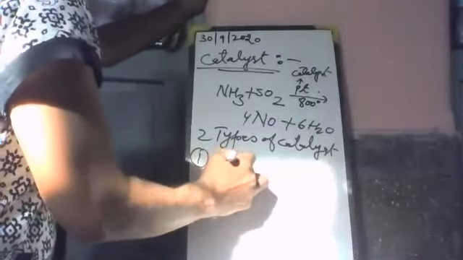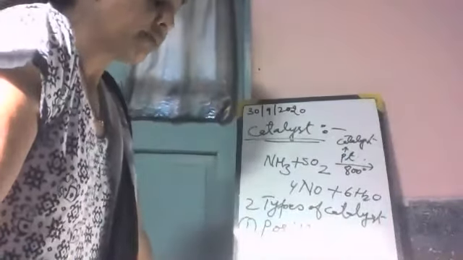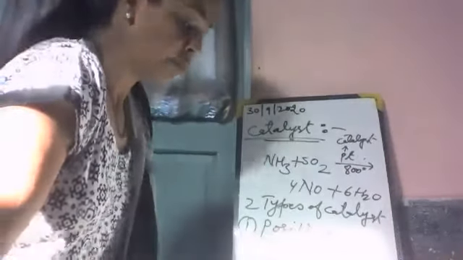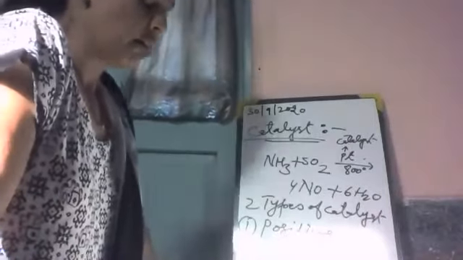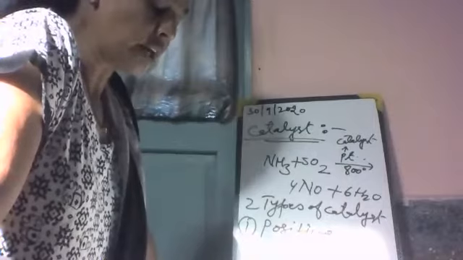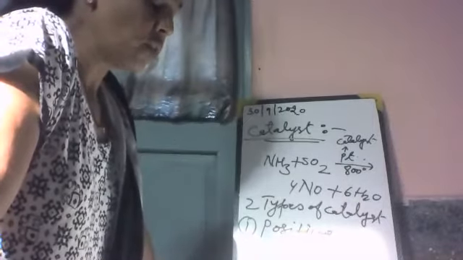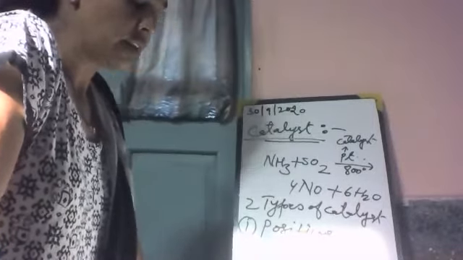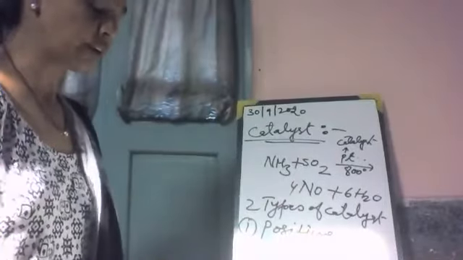There are two types of catalysts: positive and negative. Positive catalysts accelerate the rate of reaction. For example, here is the decomposition of hydrogen peroxide in the presence of manganese oxide.